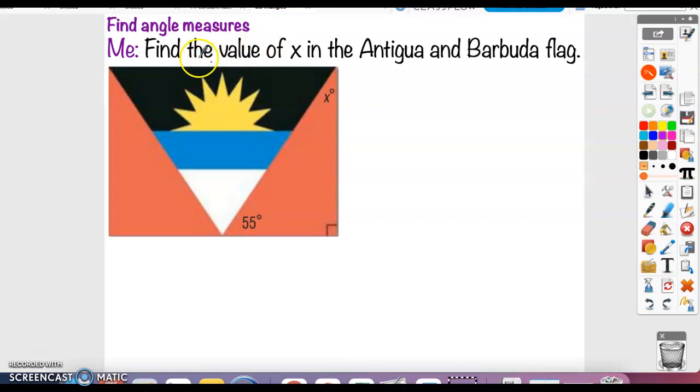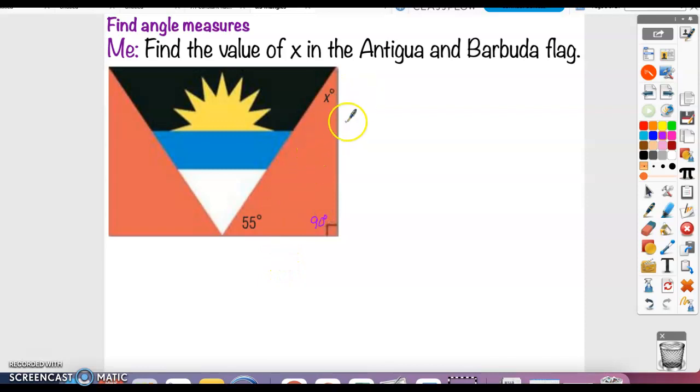So here we have a flag. Find the value of X in the Antigua and Barbuda flag. So here we have a triangle. This little square in the corner represents a right angle, which is 90 degrees.